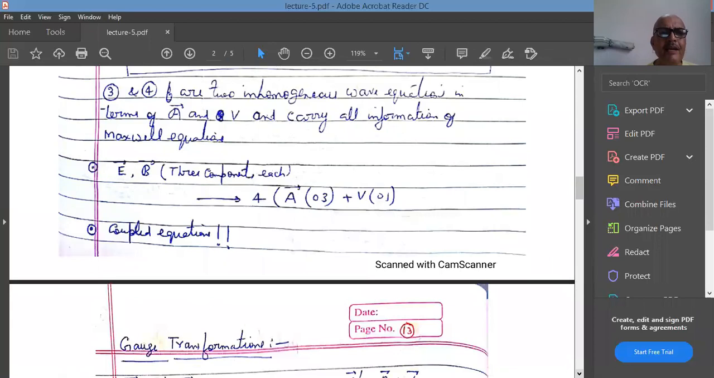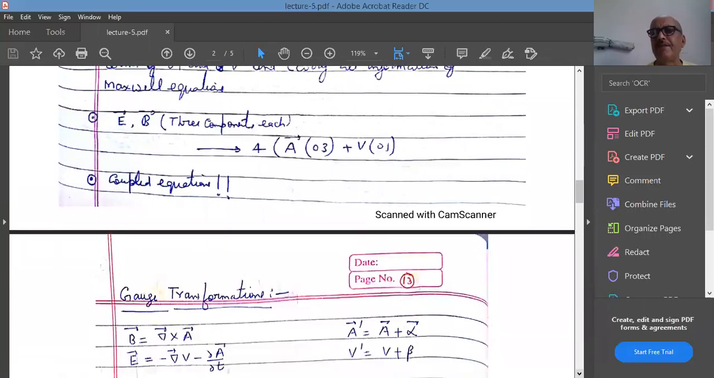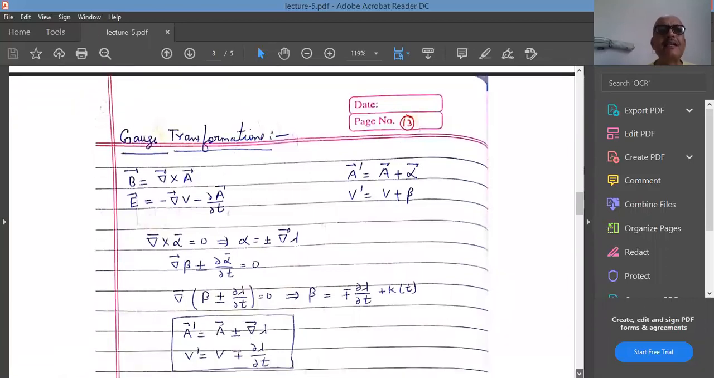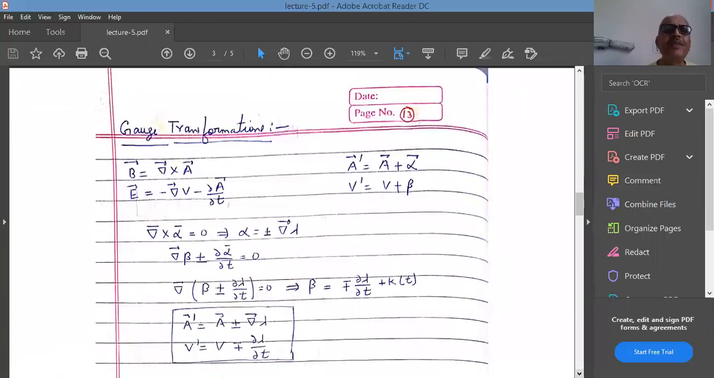So now coming to the gauge transformation. Just now I have discussed that B is curl of A and E is equal to minus gradient of phi minus del A over del t, and the two coupled equations that we wrote are for getting the information about A and phi.